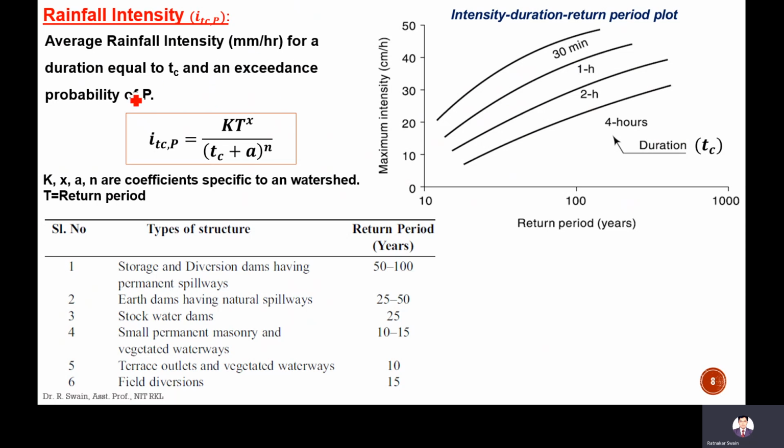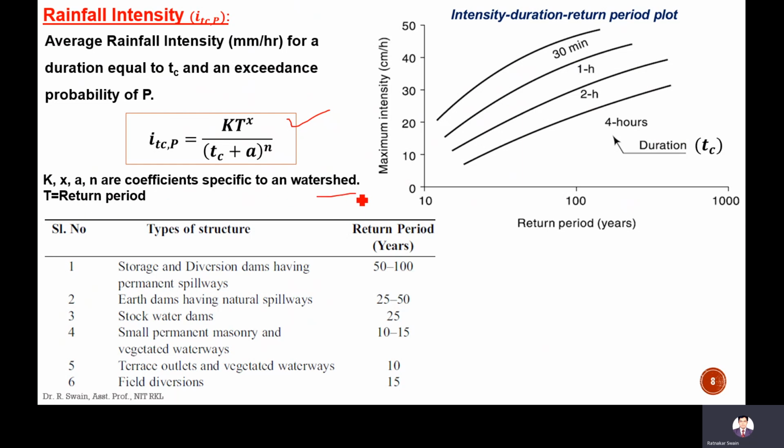Average rainfall intensity for a duration equal to TC and an exceedance probability of P. This I is K times T to the power X divided by (TC plus A) to the power N. This is the empirical equation. K, X, N are coefficients specific to one watershed.